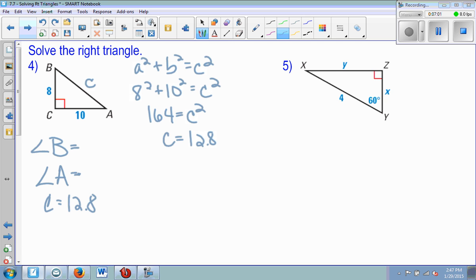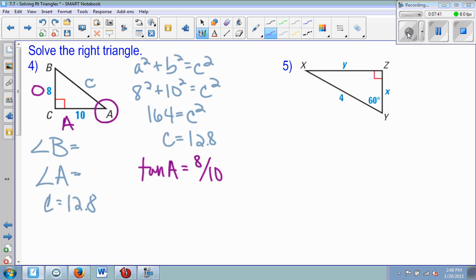Now, if I want to figure out the missing angle measures, you get to pick which one you want to find first. Normally, I'll find them in alphabetical order. Doesn't mean you have to, but that's usually the order that I'll find them in. So, if I want to find angle A, I'm going to label the sides that the problem gave me to begin with. The 8 is the opposite side, and the 10 is the adjacent side. So O and A tells me that to find angle A, I'm going to use the tangent ratio, opposite over adjacent. So that tan ratio would be 8 over 10.